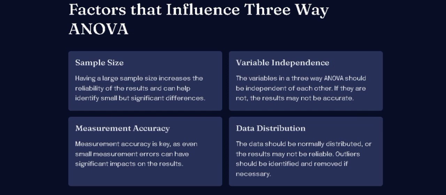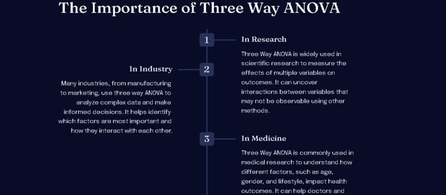Next is the importance of three-way ANOVA. In research, three-way ANOVA is widely used in scientific research to measure the effect of multiple variables on outcomes. It can uncover interactions between variables that might not be observable using other methods.